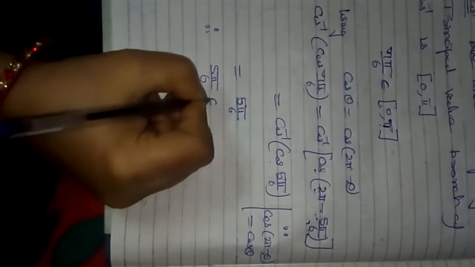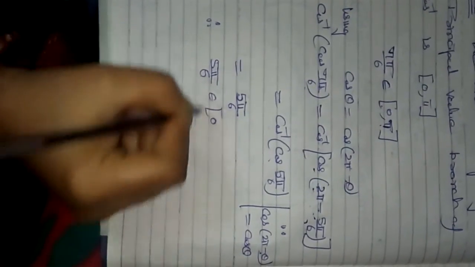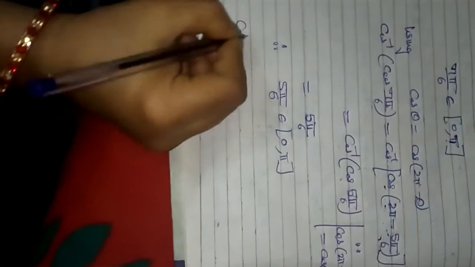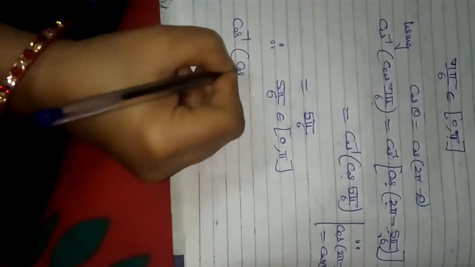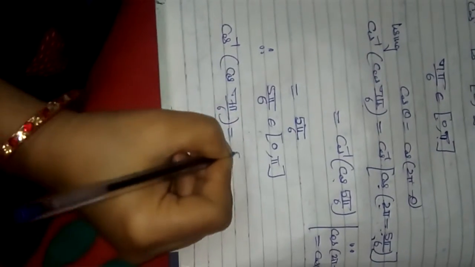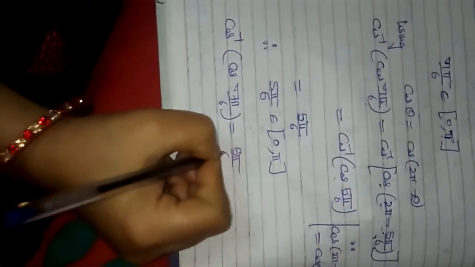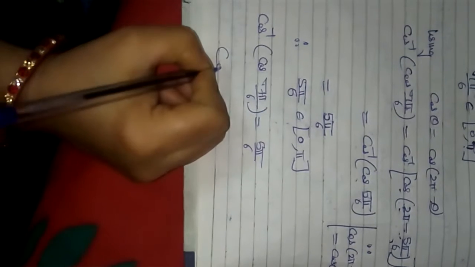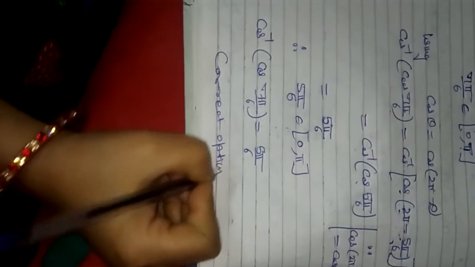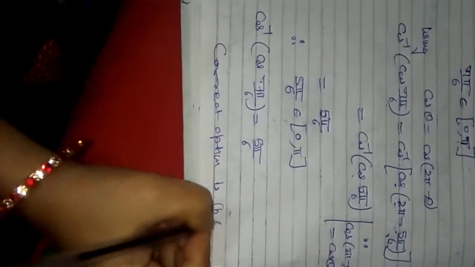And therefore 5/6 belongs to closed interval 0 to pi. Therefore the value of this expression cos inverse cos of 7/6 is equal to 5/6. Options are given in the book, so the correct option is B. This is the answer. Now question number 20.